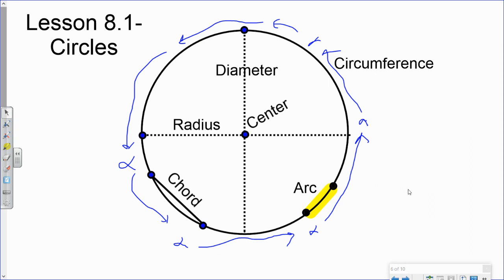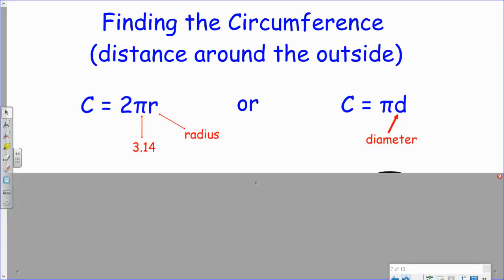Okay, so if you need to catch up, go ahead and pause the video, but these are all the different circle parts that we'll want to understand and know as we move forward. Now, part of lesson 8.1 is being able to find the circumference, an actual measurement for this distance around the circle. So there are two formulas we can use for that. So we're going to carry on.